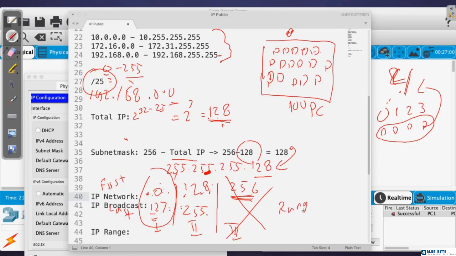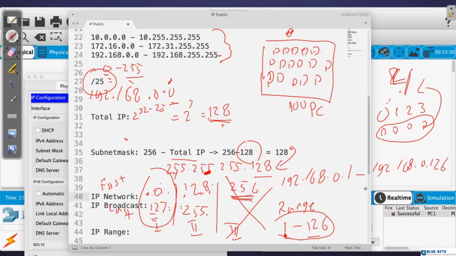So IP range is the IP that we can use. In this case, the IP range is 1 until 126. And remember that this number will replace the last number in the IP address. So the IP range is 192.168.0.1 until 192.168.0.126.